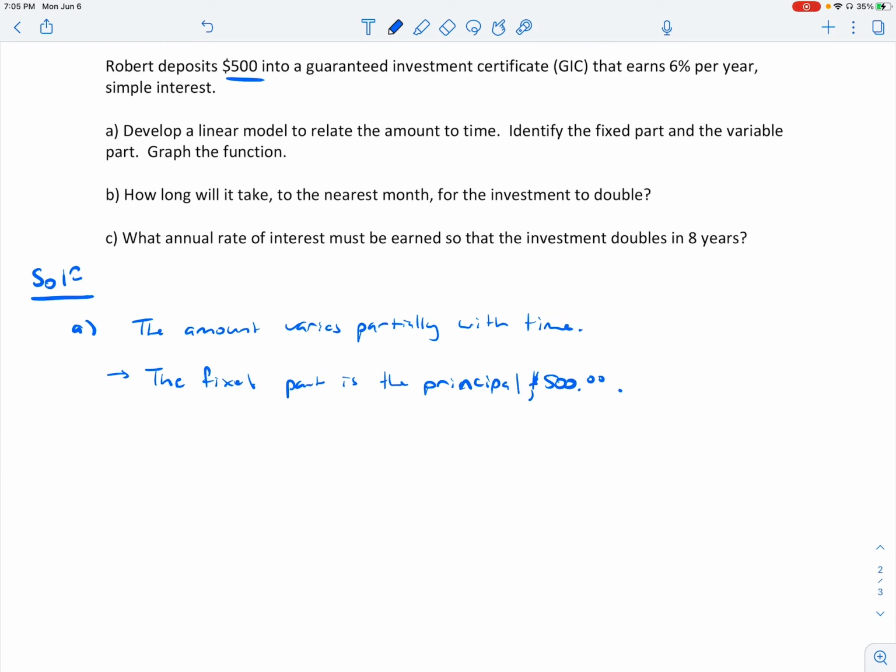The variable part is the interest, which is calculated, or we can say which is found by using I equals PRT.